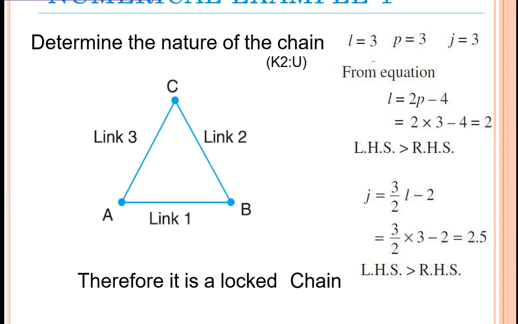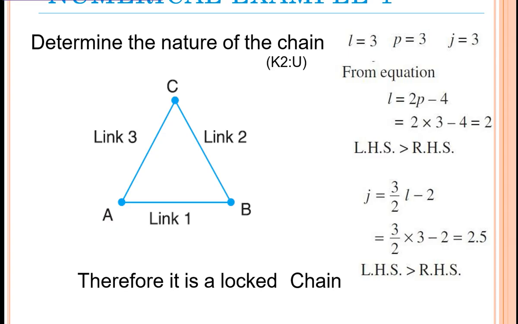So if you take a numerical example, how to calculate the links and the pairs. Here, if you take a chain, there are three links: link 1, link 2, link 3 in the ABC triangular structure. So the number of joints is also 3. From the equation, L is equal to 2p minus 4, you are going to get 2, where LHS is greater than RHS, so therefore it's a lock chain.